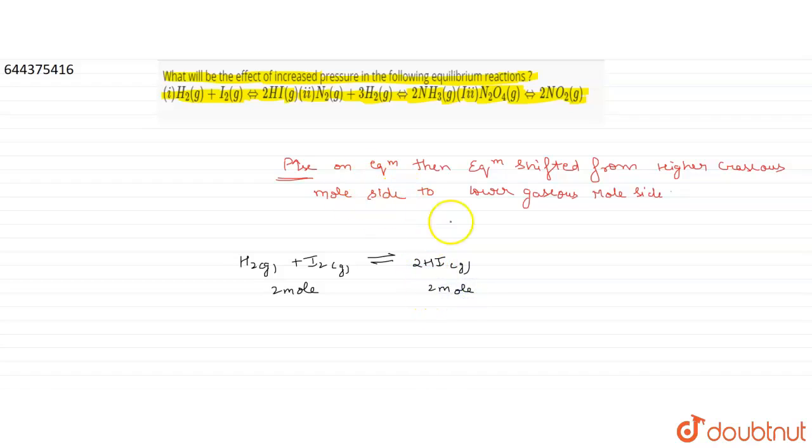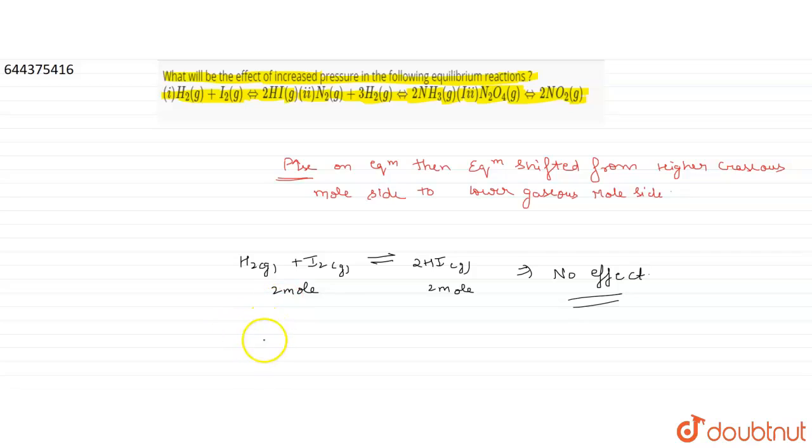Okay, we have to take gaseous moles. If there is something solid or liquid, then we don't take moles of solid or liquid, we only take gaseous moles. Then equilibrium shifted from higher gaseous molar side to lower gaseous molar side. But there are the same moles on the reactant and product side, so there will be no effect on equilibrium, or we can say the equilibrium remains the same.